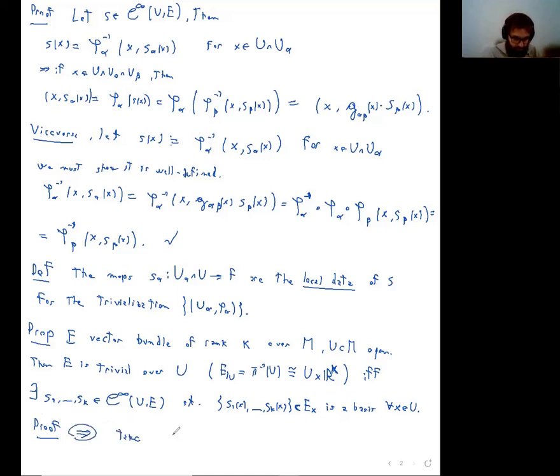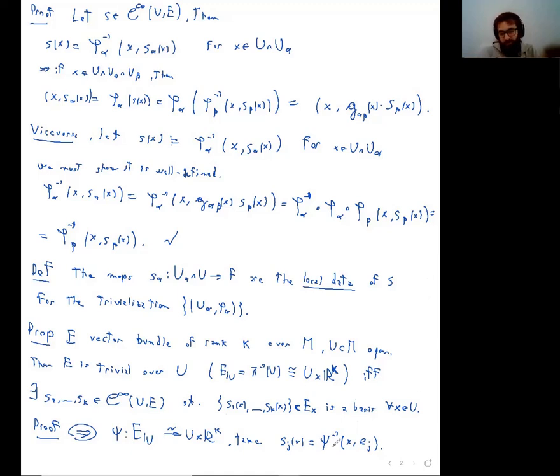We just take, so let's give a name to this diffeomorphism. Let's say psi is this diffeomorphism from E restricted to U to U times R^k, just for consistency. This is the diffeomorphism that we were talking about. Then just take S_j of x to be psi inverse of x, e_j. And e_j is the standard basis vector. And these are independent because this is a vector bundle isomorphism. So in particular, fiber-wise, this is a linear map, and these are independent, so they're independent here, and everything works just fine.